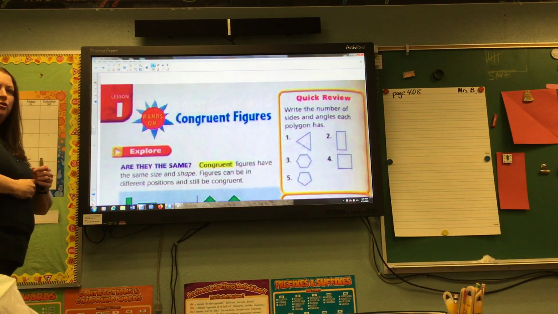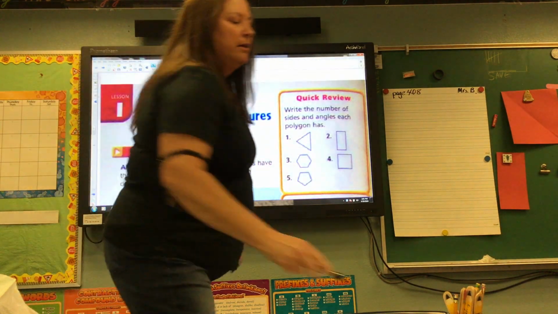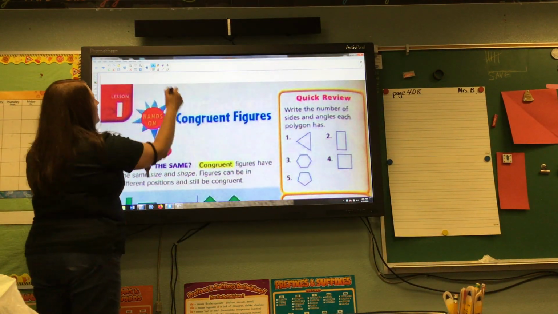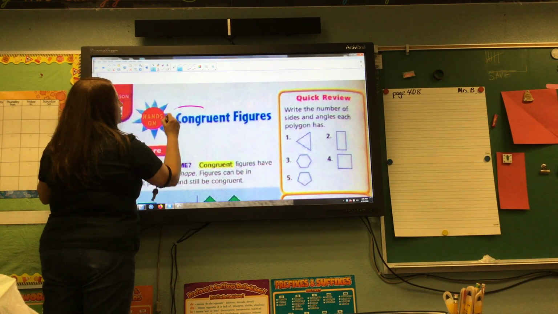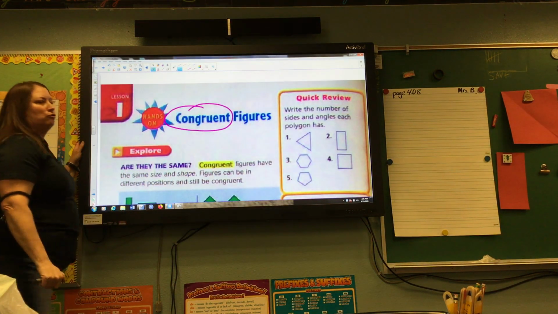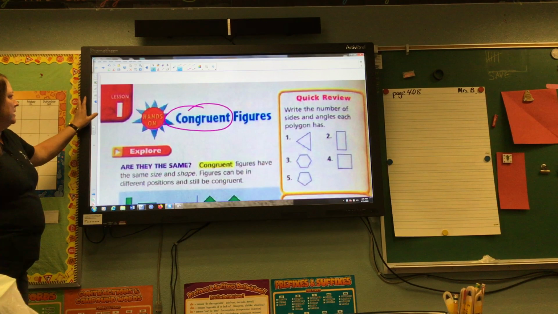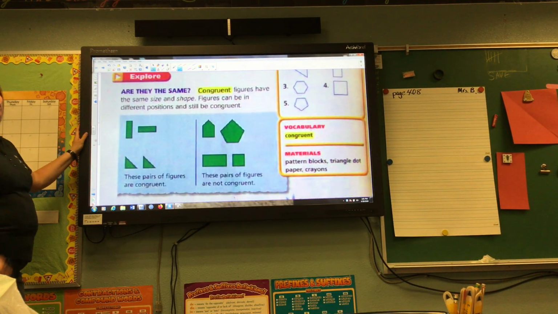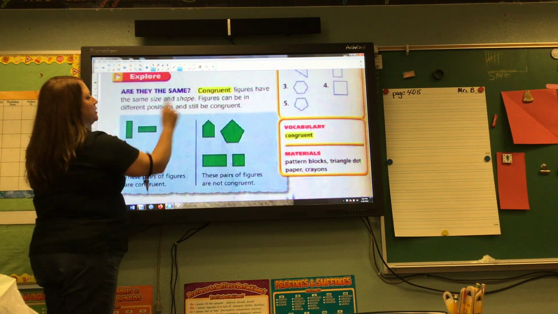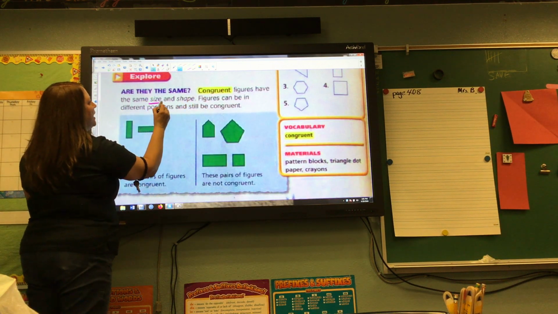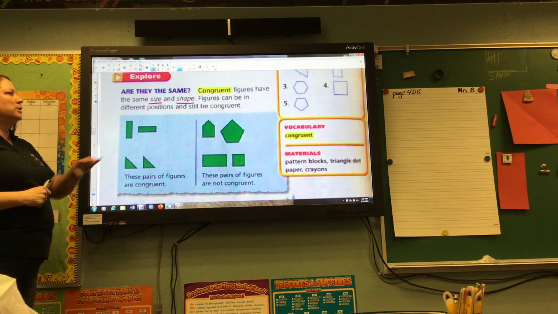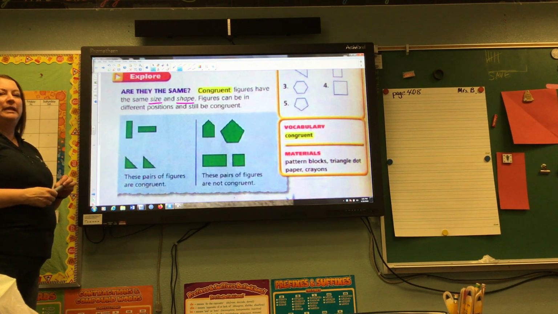All right, first things first, let's look at this. There is a word here today that I want to talk about. Right here it says congruent figures. I want to talk about this word right here, congruent. We're talking about congruent figures or shapes. Let's take a look down here. Congruent figures have the same size and shape. Figures can be seen in different positions and still be congruent.